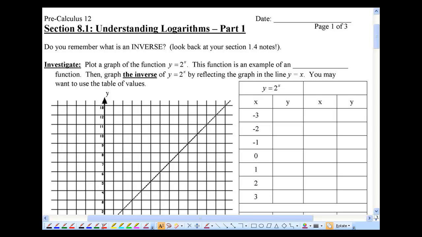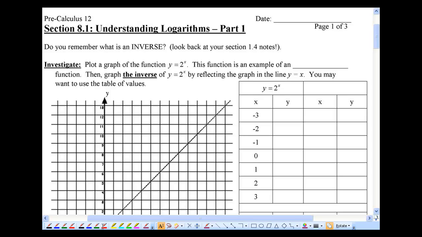Alright, welcome to Chapter 8 of your Pre-Calculus 12 course. This chapter involves something that's totally new to, I think, most of you, something called logarithms, but it does have something that is connected to what we just learned in Chapter 7, so I'd like to try to use the material from Chapter 7 to help you introduce this concept of logs.